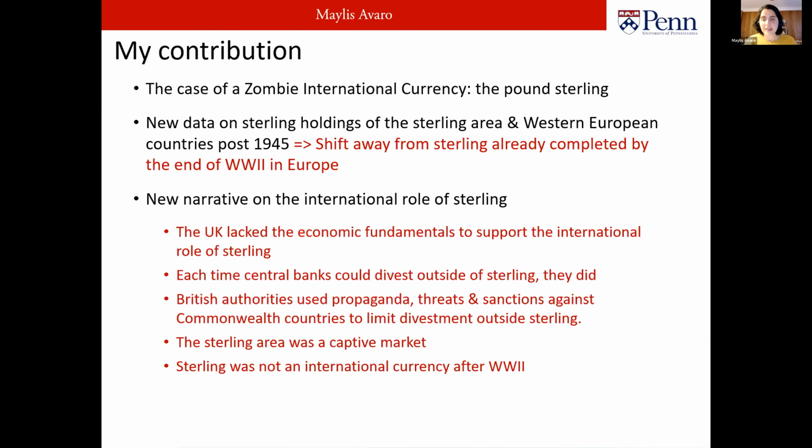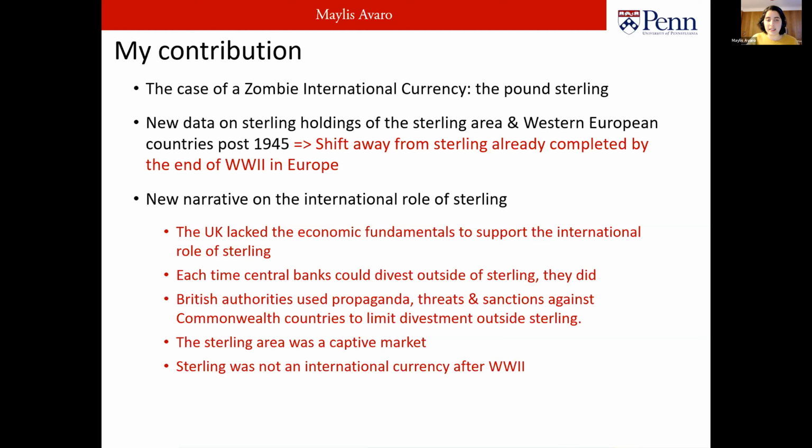And so I provide a new narrative on the international role of sterling, and I call sterling a zombie international currency. Why? Because I show that the United Kingdom lacked the economic fundamentals to support the international role of sterling, and that each time a central bank could divest outside of sterling, they did. I also show that the international circulation of sterling was artificial, because British authorities used propaganda, threats, and sanctions against Commonwealth countries to limit divestment outside of sterling and into the dollar.